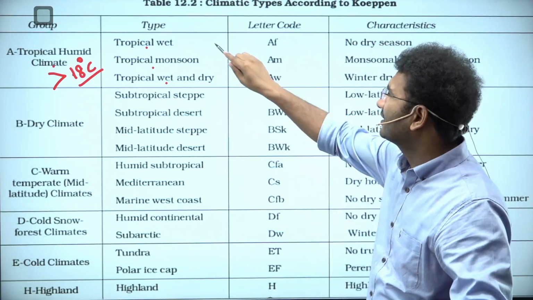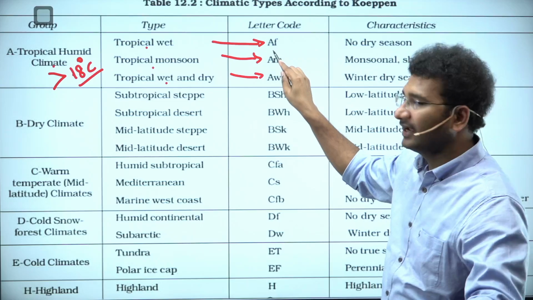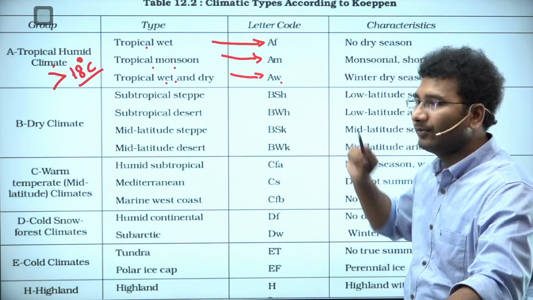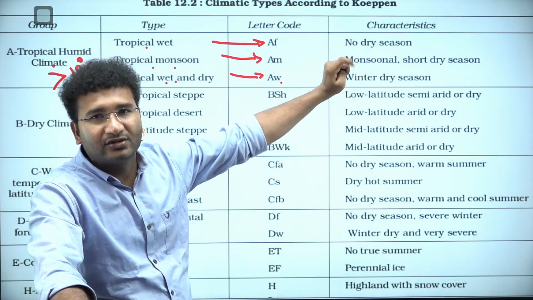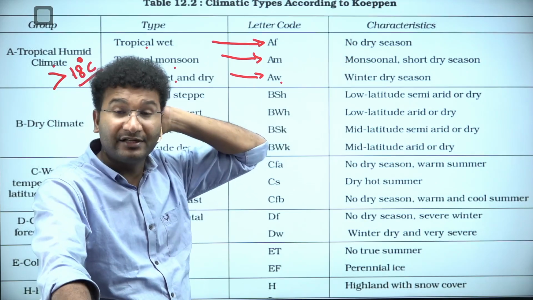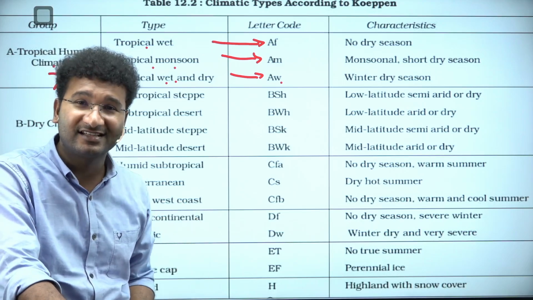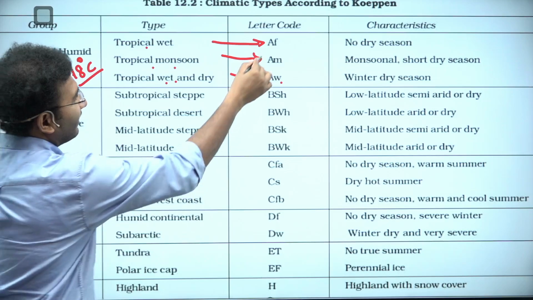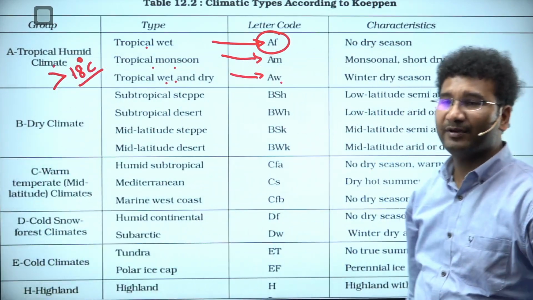He has divided them further into AF. He said tropical wet means AF, tropical monsoon means AM, tropical wet and dry means AW, for which he has given some characteristics. Those characteristics are, in the A type of climate, there should not be any dry season and the temperature should be greater than 18 degrees Celsius. He says this type of climate, I'll call it AF.